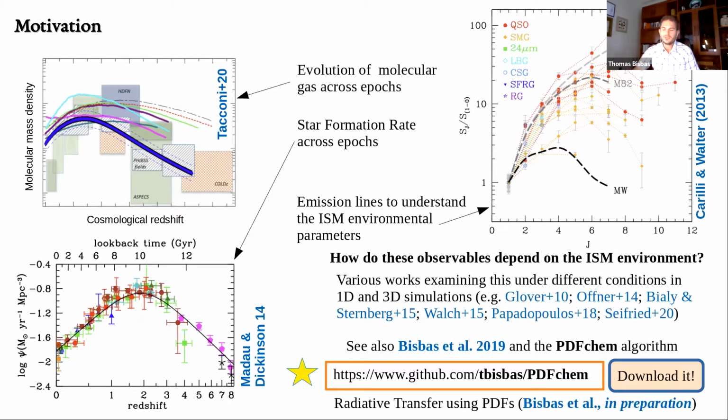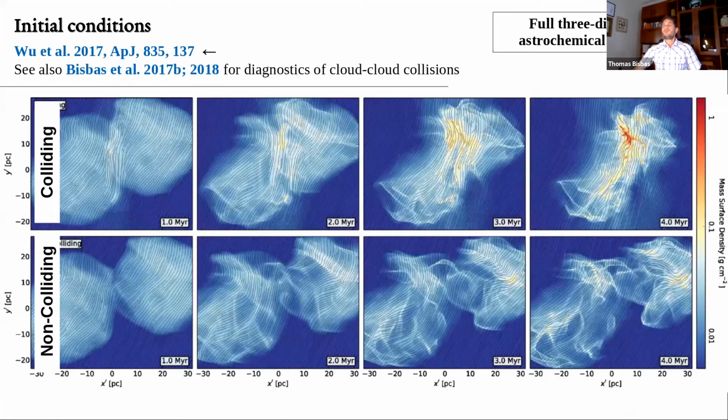There are many different groups that have been working on this question for many years, studying these diagnostics in 1D, 3D simulations, etc. In this regard, we have also published recently a new and fast algorithm which we call PDF-Chem, and that estimates the average abundances of species using column density distributions as an input. What I will show you today actually is results from 2 different 3-dimensional PDR simulations. And to do that, we also need some initial conditions.